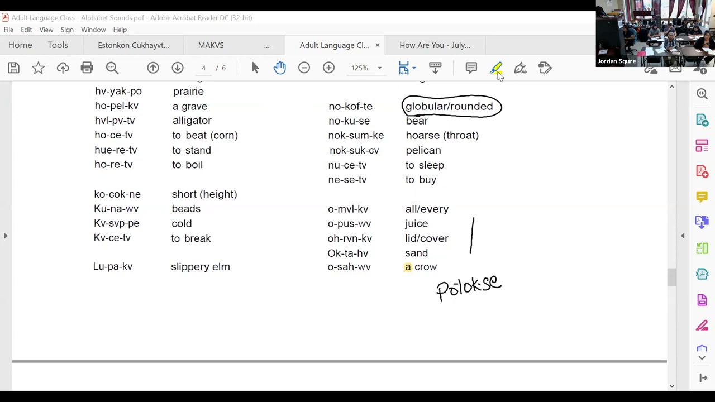Oktaha. You know, Oktaha, that little town by Muskogee? It's a Greek word. Okay, what about a crow? Osha. Hear that? Oshawa. Any questions, guys?